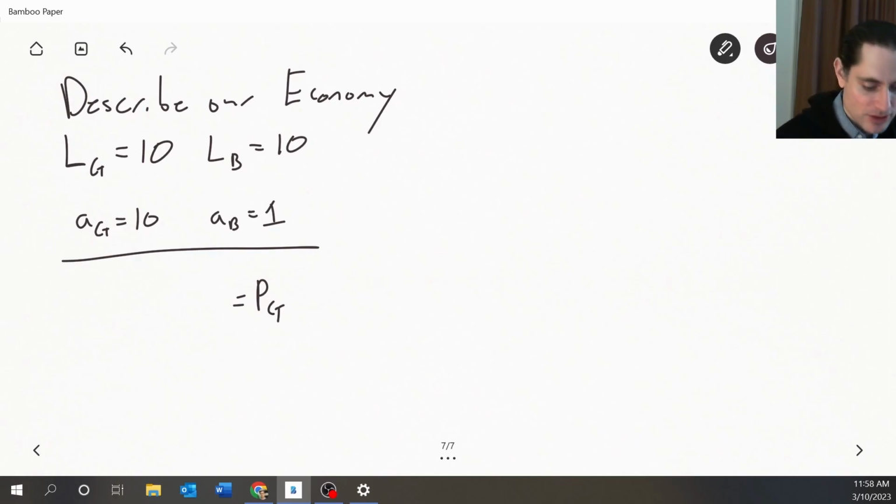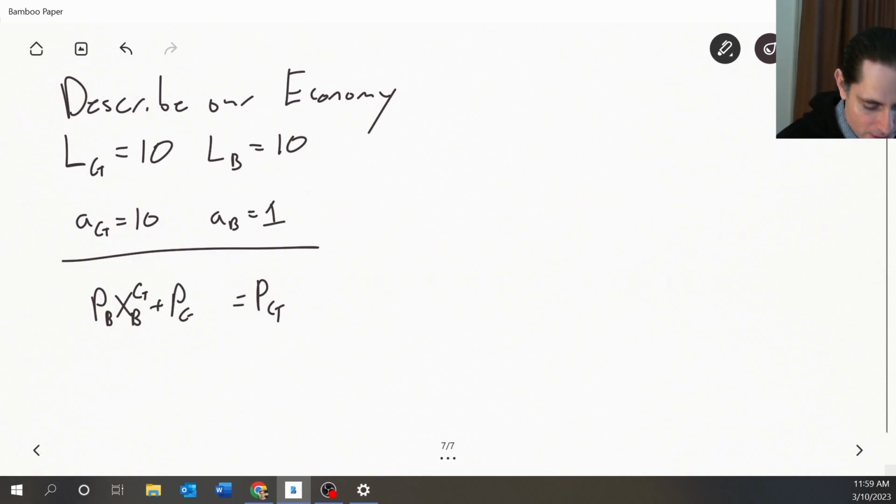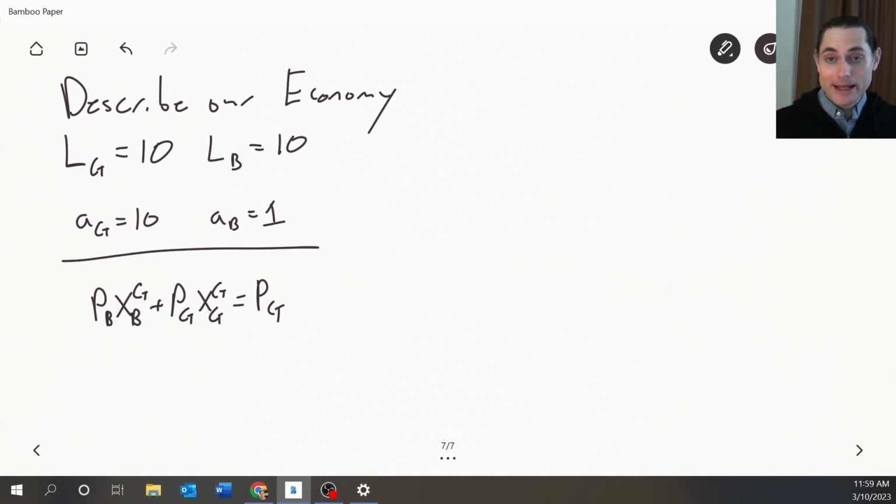Now, what are the expenditures? It's going to be the price of butter times the amount of butter purchased by the gun maker. Let's denote it this way: XB is the amount of butter purchased by the gun maker, plus the price of guns times the amount of guns purchased by the gun maker. Now, we could rederive this whole optimization problem, but we don't have to. We know that with these particular preferences, 1/2 of the wage is going to be spent on guns, and 1/2 of the wage is going to be spent on butter.